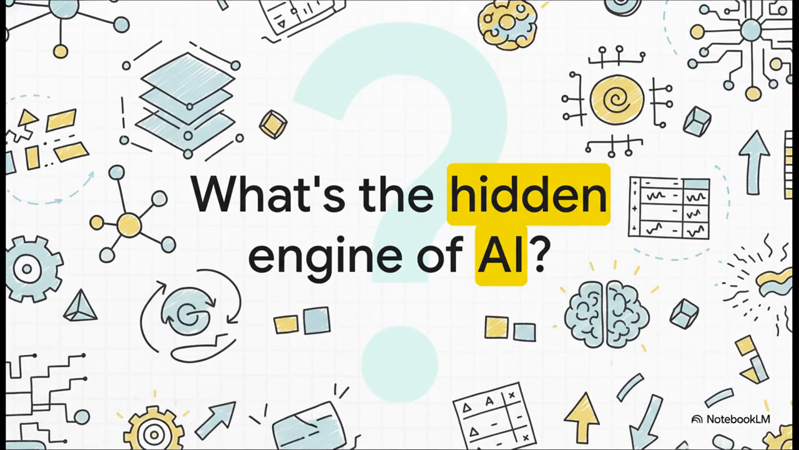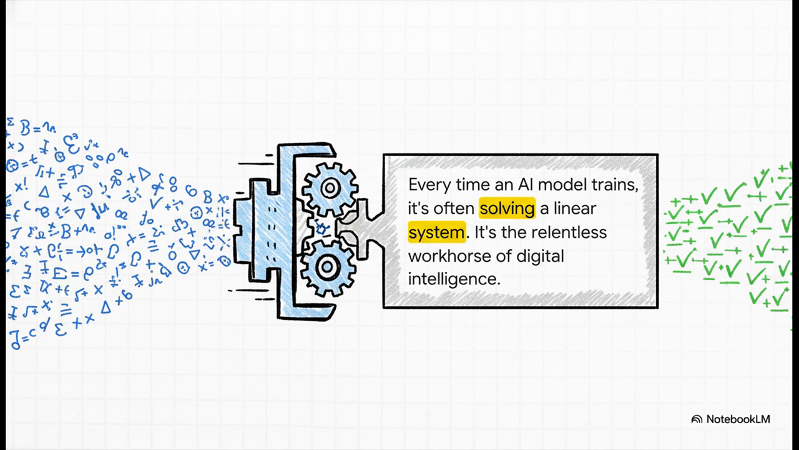So, what is this hidden engine, really? What's the one computational pattern that just shows up everywhere, from training massive models to predicting the next word in a sentence? It's something so foundational that, honestly, it's pretty easy to miss entirely. And the answer is solving systems of linear equations. And we're not talking about a few, we're talking about billions of them at a time.